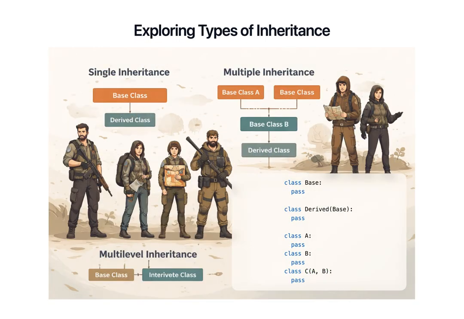Different types of inheritance allow for various class relationships. Single inheritance involves one base class, while multiple inheritance allows a class to inherit from several base classes. Multi-level inheritance creates a chain of inheritance across multiple levels.